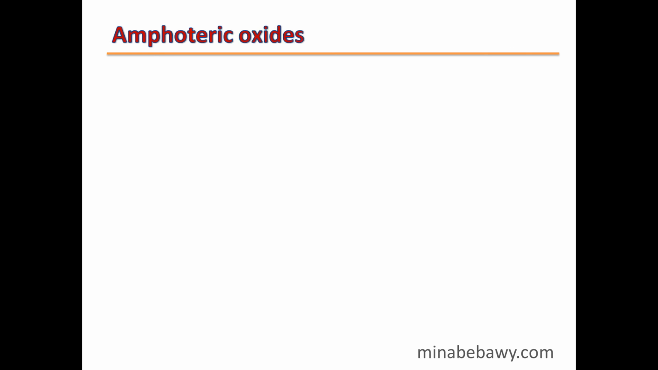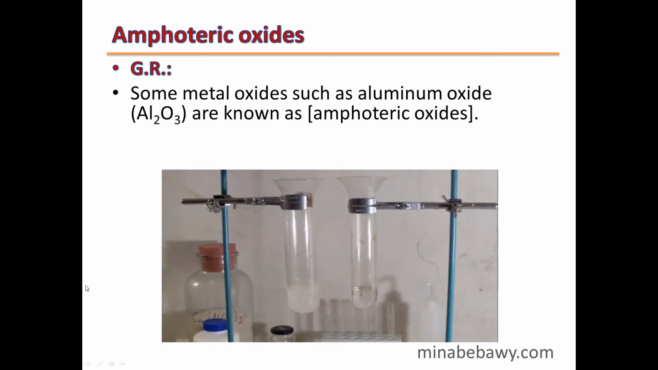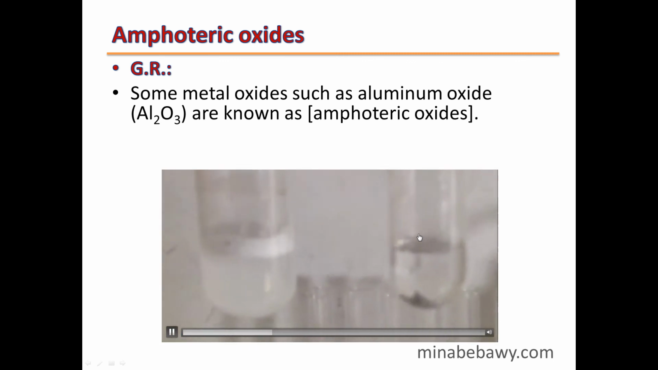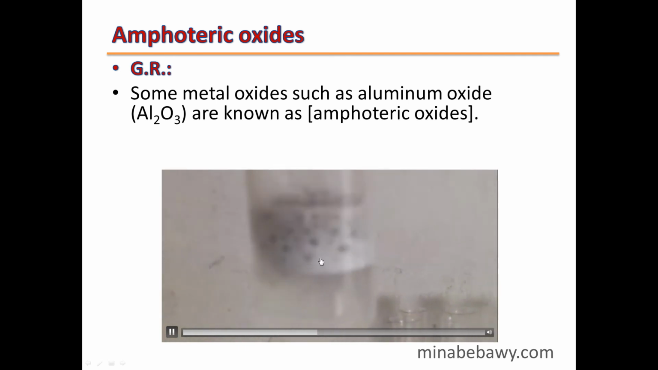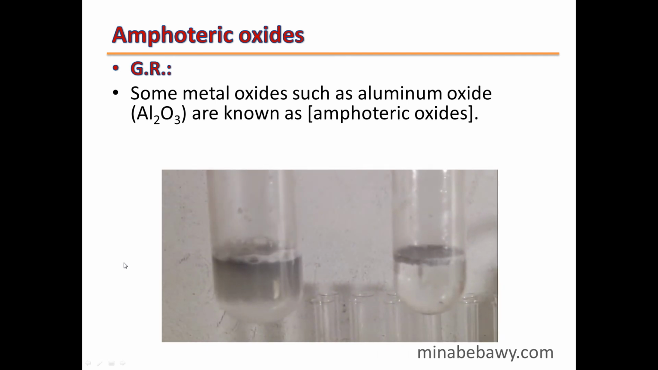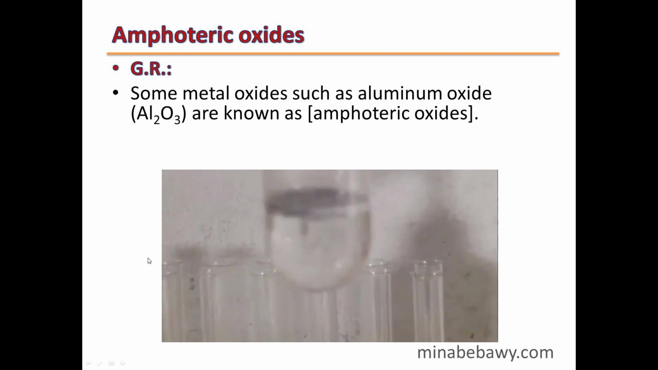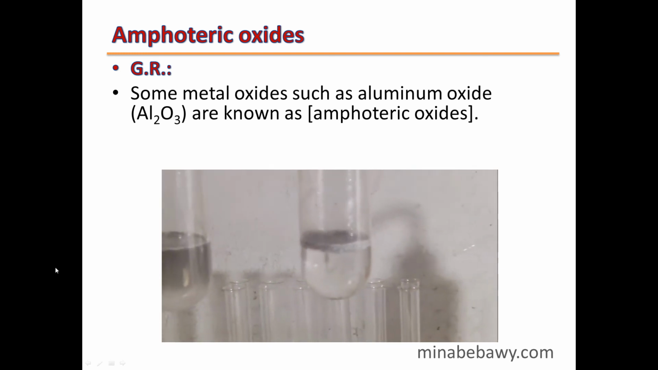Finally, let's talk about something called amphoteric oxides. What's meant by amphoteric oxides? Let's do this experiment. First, we have a test tube that contains sodium hydroxide, and this one contains hydrochloric acid. This is an alkaline solution, and this one is an acidic solution. As you can see, aluminum oxide reacted with both of them, and in each case it gives salt and water.